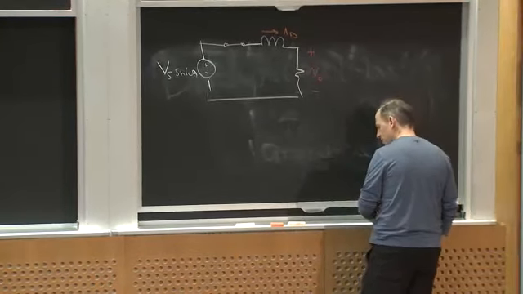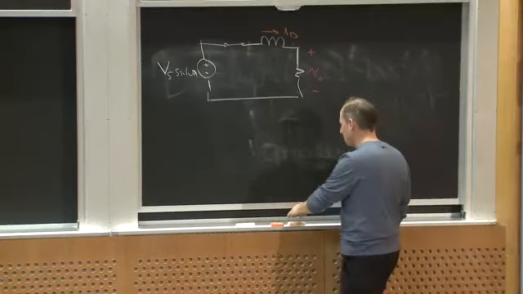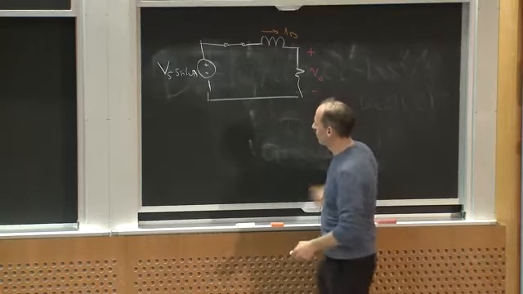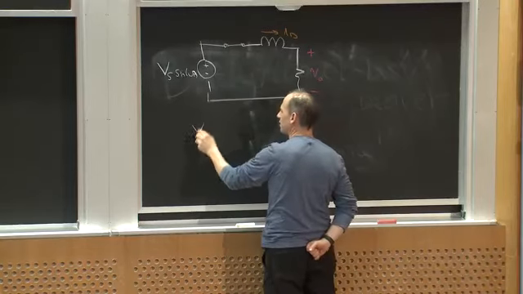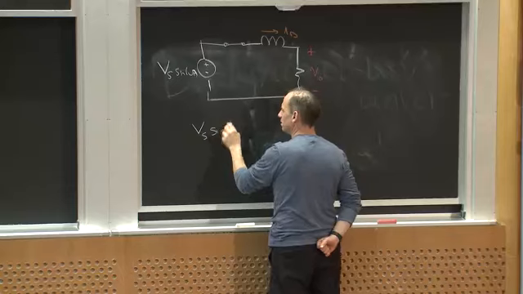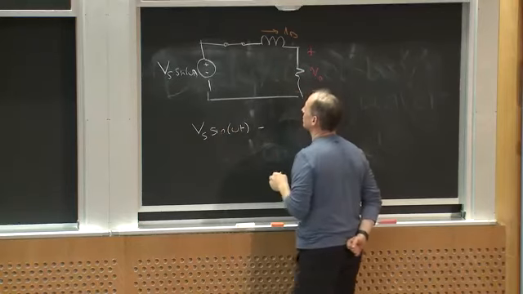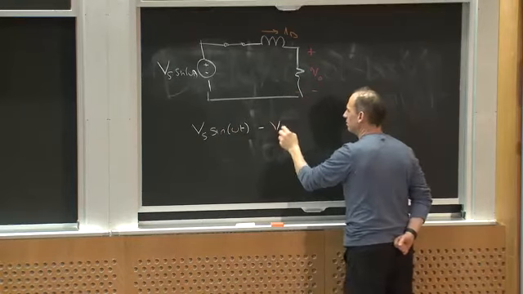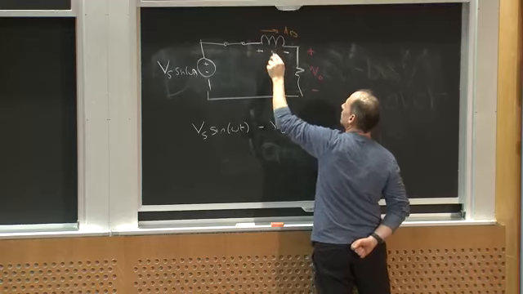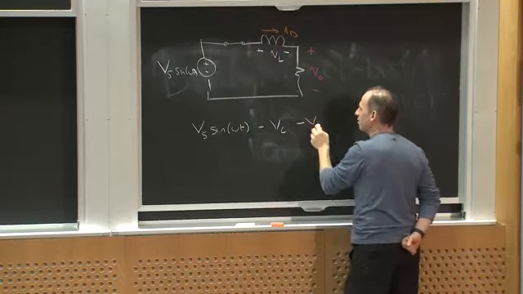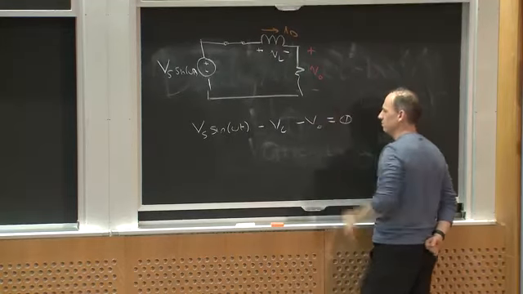Let me analyze this circuit. Okay? So I'll just do KVL around the loop here. So I've got Vs sine omega t minus VL, I'll call that VL, minus V out is equal to 0.